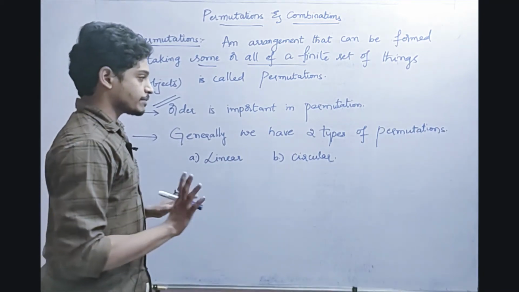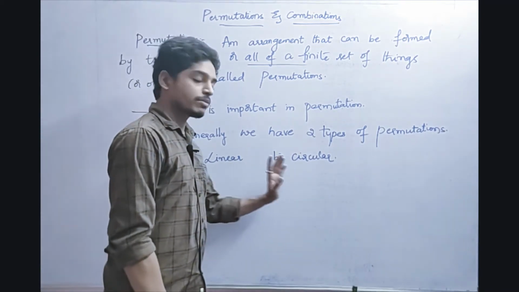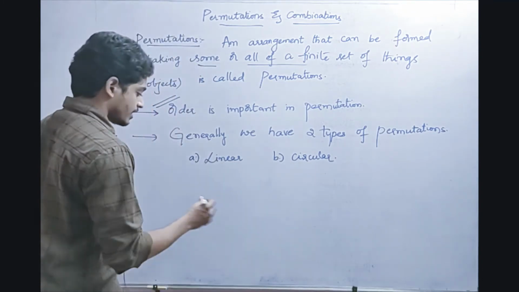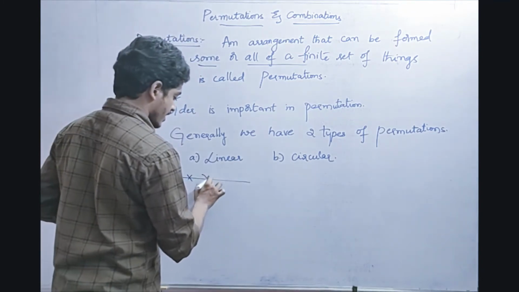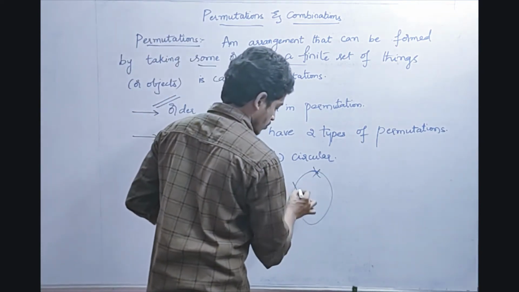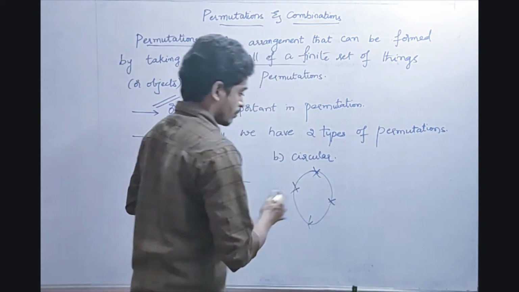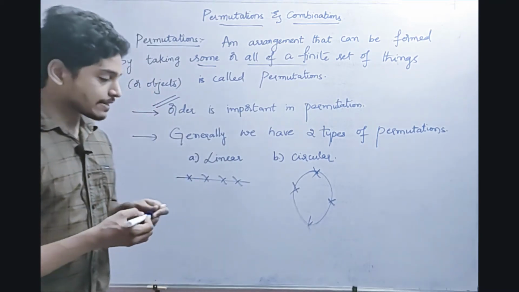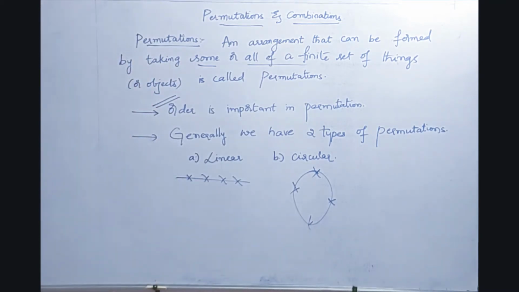Generally we have 2 types of permutations. First thing is linear permutation and circular permutation. Linear permutation will be in a straight line. In this way we can arrange. Circular permutation, in the sense, in a round table we will arrange, friends. So both are having different formulas. Let us see those formulas and after that let us see some problems.